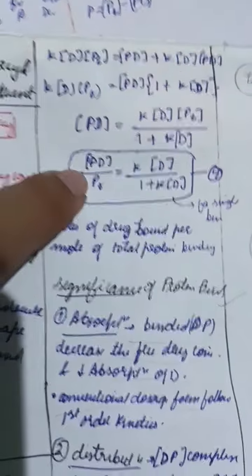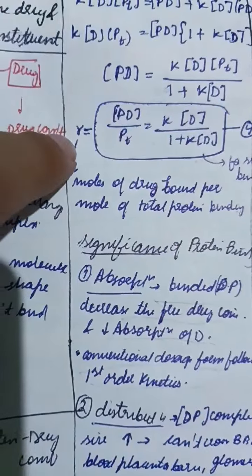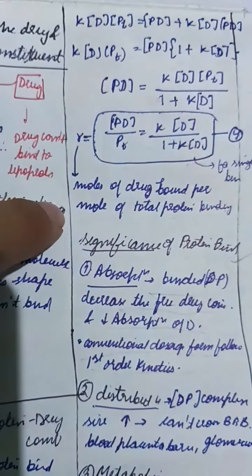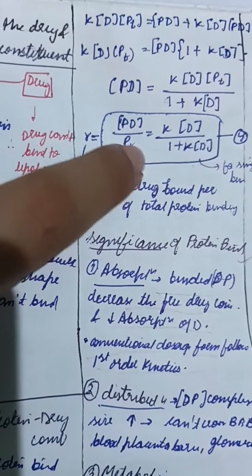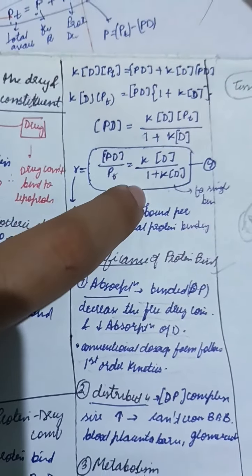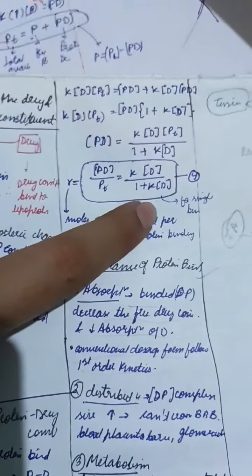Now PD upon PT, which equals r, the moles of drug bound per moles of total protein, will be equal to K times D upon 1 plus KD.